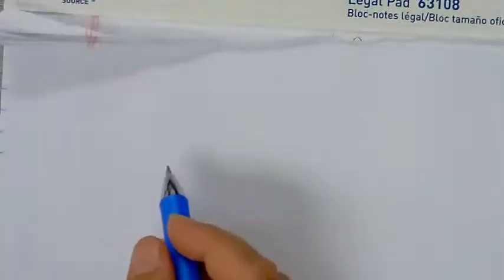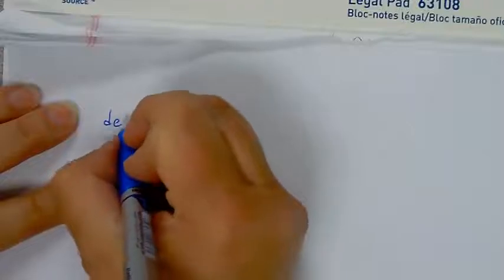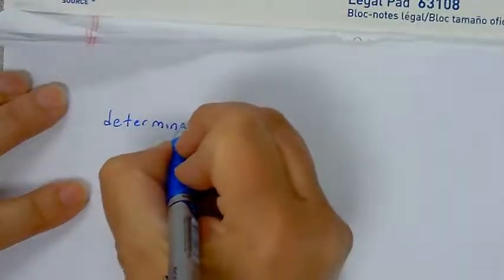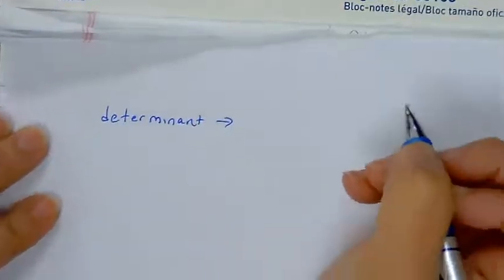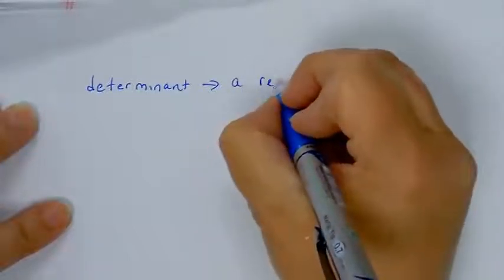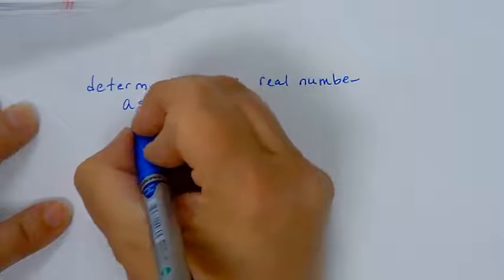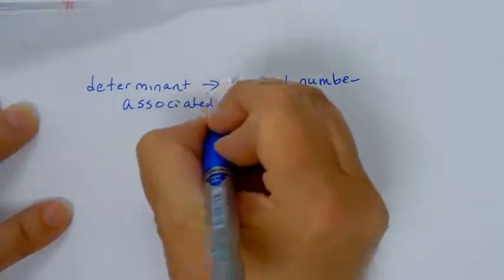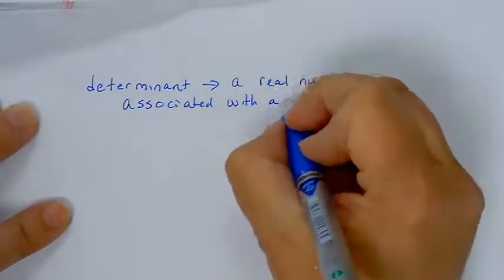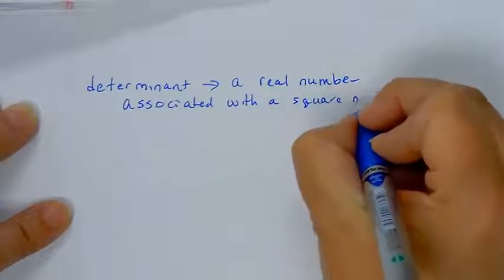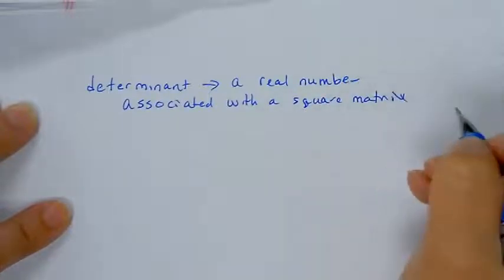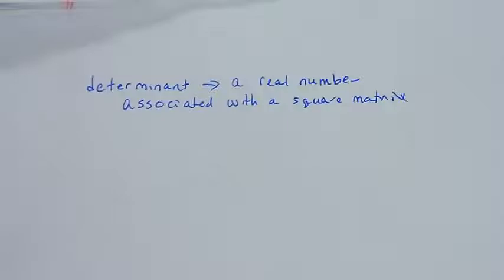In this section, we're going to talk about how to find the determinant of a matrix. A determinant is a real number associated with a square matrix. You might use a determinant if you were finding the area of an oblique triangle or if you were finding the inverse of a matrix.